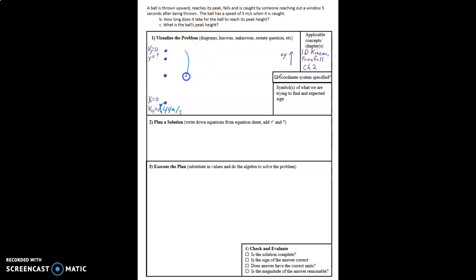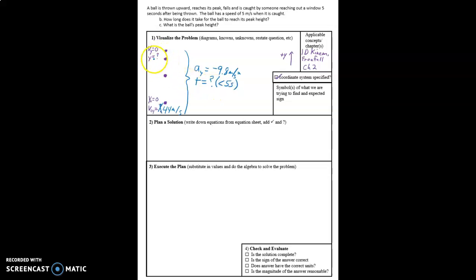During this time, we know that the acceleration is equal to negative 9.8 meters per second squared. And we don't know how long that's going to take. It takes 5 seconds for it to go up and then part of the way back down. It doesn't get caught at the same height. We know it's going to be some number less than 5 seconds.